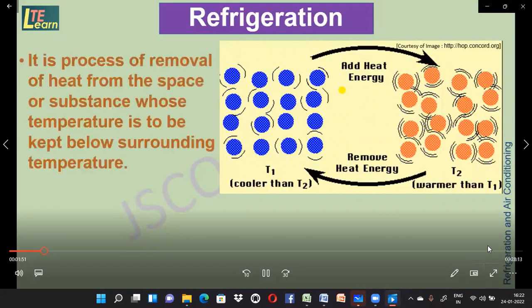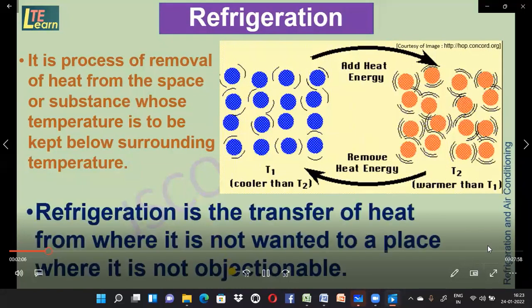So, refrigeration is process of removal of heat from the space or substance whose temperature is to be kept below surrounding temperature. One more definition of refrigeration is: refrigeration is the transfer of heat from where it is not wanted to a place where it is not objectionable.